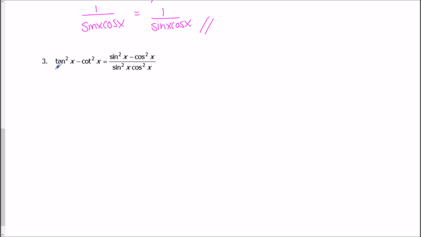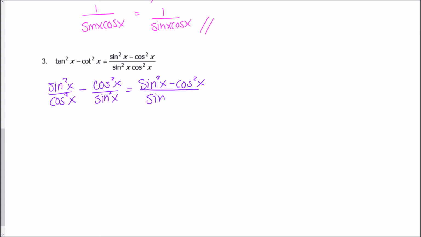So right here, tan squared x means sine squared x over cosine squared x. And cotan squared x means cosine squared x over sine squared x. And then on the right side right here, I end up getting sine squared x minus cosine squared x all over sine squared x cosine squared x.